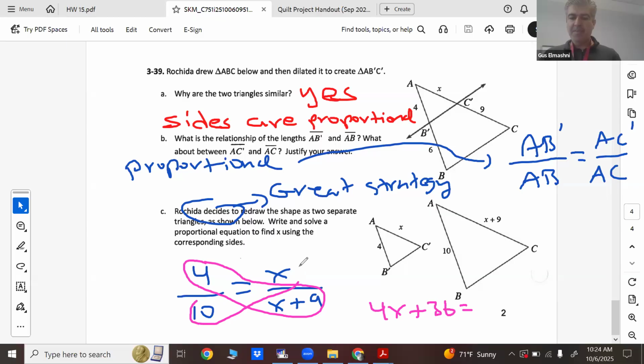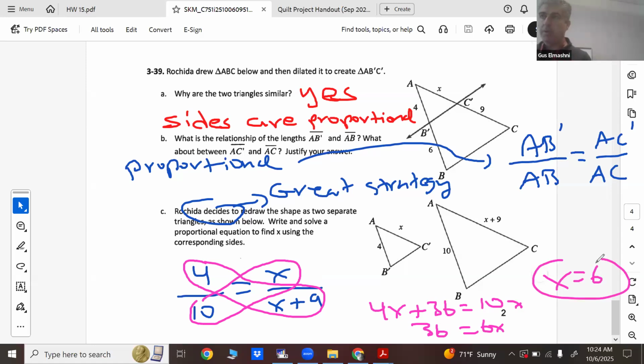equals 10x. 6x equals 36. What does x equal? There we go. It makes sense because you do get 6 over 15, which is 0.4, same as 4 over 10. Okay, good, perfect.